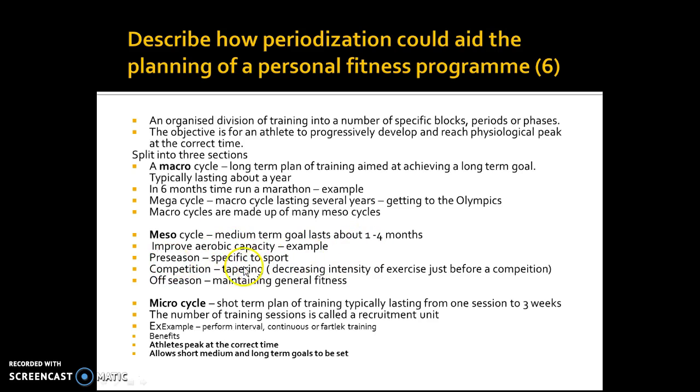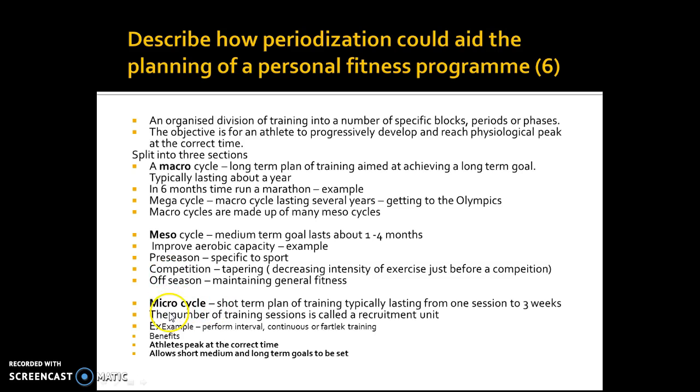So in pre-season, okay, so for example, if you took it away from a marathon, you could have pre-season, competition and off-season. They're examples of mesocycles. Or you could have early marathon training, mid-marathon training, and close to the marathon training. Okay, so they would be 3 kind of splits.